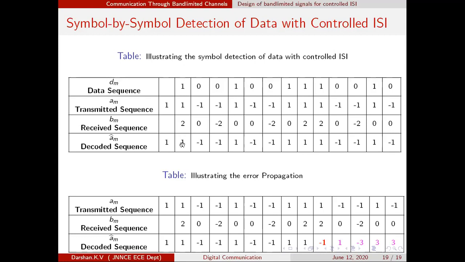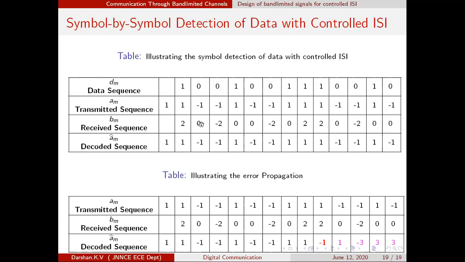Okay, so now what has been understood? Currently symbol 1 has been transmitted. At the next instant you have transmitted minus 1. So you need to decode. Okay, yes. So what did you receive?